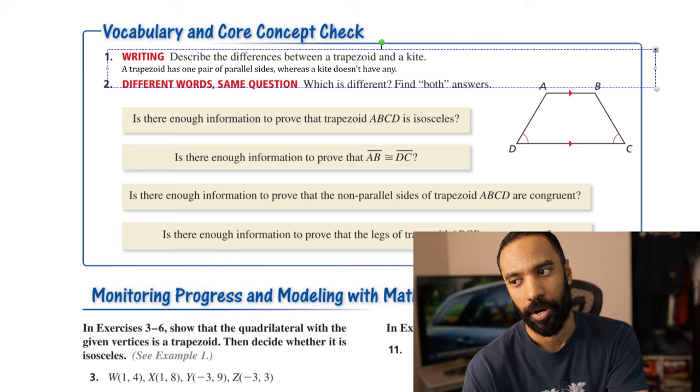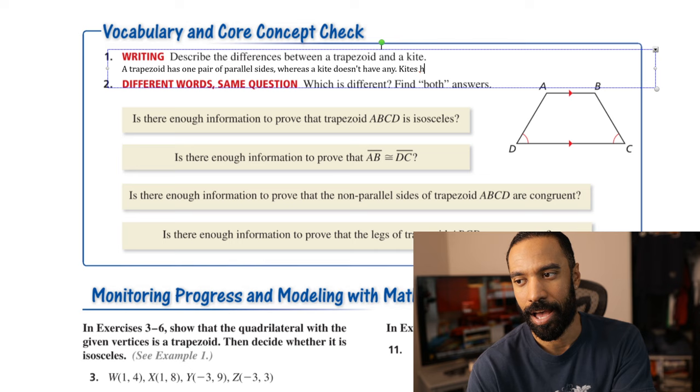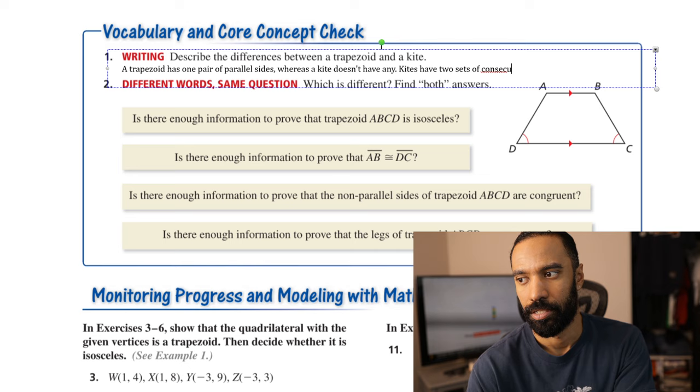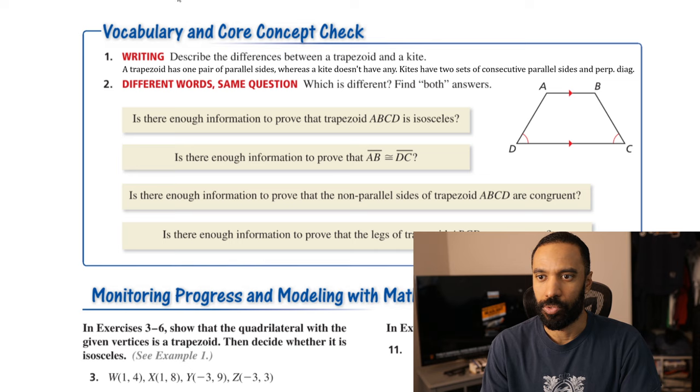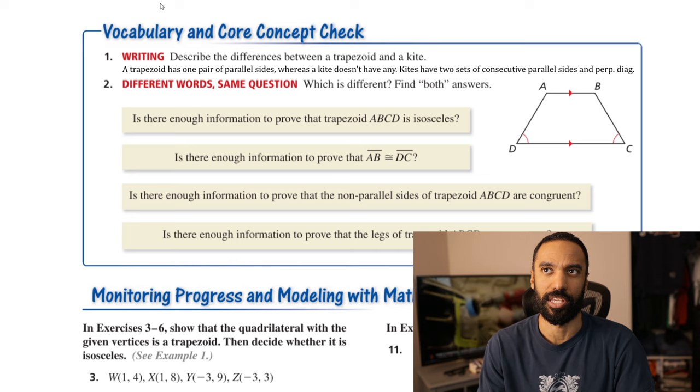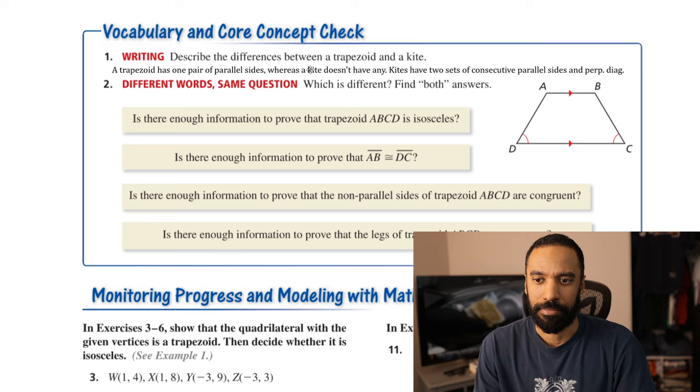There are a lot of different other things, though. I'm not going to list everything, but kites have two sets of consecutive congruent sides and perpendicular diagonals. I mean, there are other things, right? Trapezoids, you name things with bases and legs, and diagonals can be congruent. Oh, I guess kites can be congruent too. You just got to make it the same way. Anyway, yeah, different things like that.